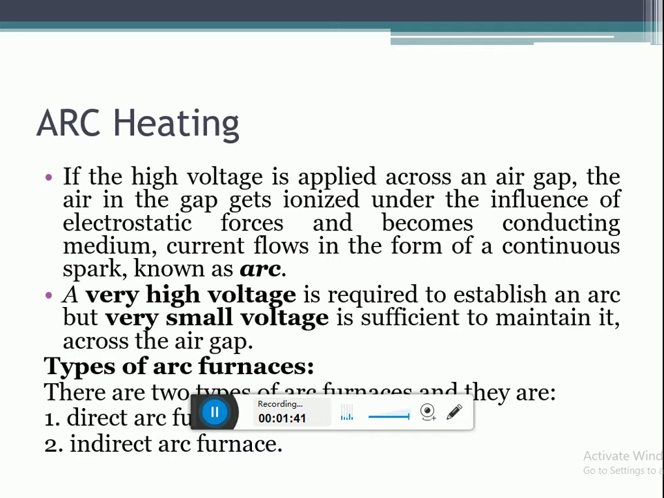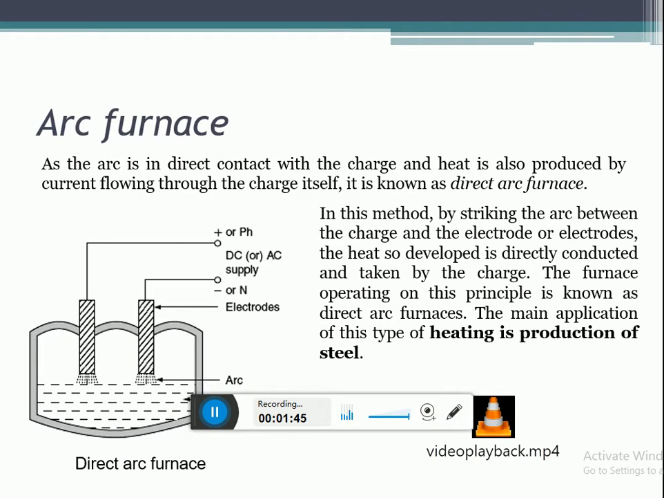So basically there are arc furnaces. There are two types of arc furnaces: direct arc furnaces and indirect arc furnaces. Now, the arc furnaces. First of all, what are arc furnaces, and especially direct arc furnaces?